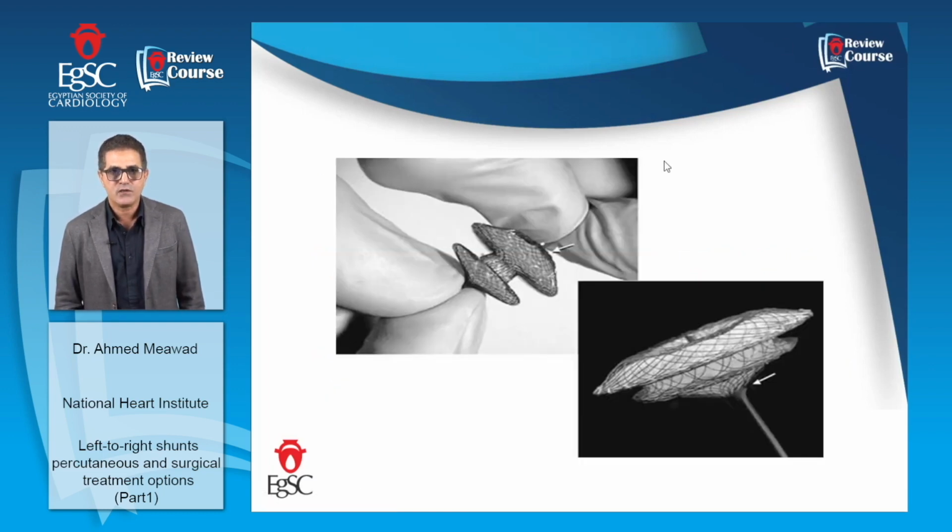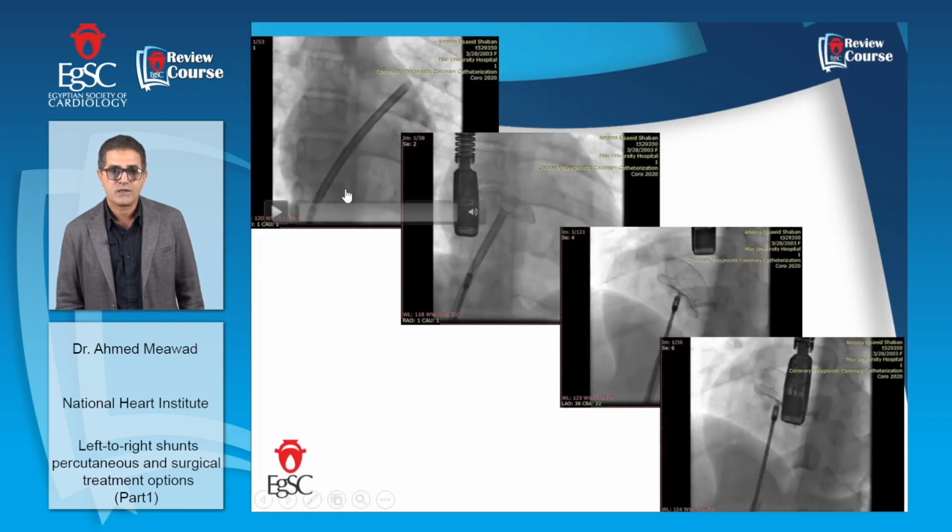This is the ASD occluder. It is a self-expandable device made of nitinol wire mesh. It has 2 discs and centrally there is a waist. The left atrial disc is 14 millimeters larger than the waist. It is available in different sizes and introducing sheaths.